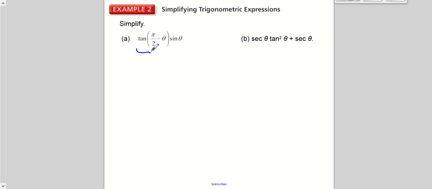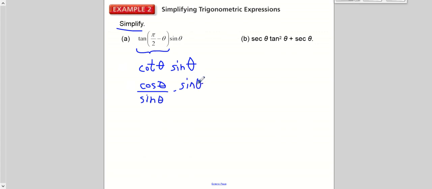So this, we're going to remove that, replace it with cotangent theta times sine theta. And then we want to simplify some more. So when we're simplifying, we're going to make some substitutions, and often we will rewrite things as sines and cosines. Tangent is sine over cosine, but cotangent is cosine theta over sine theta. We're multiplying that by sine theta.